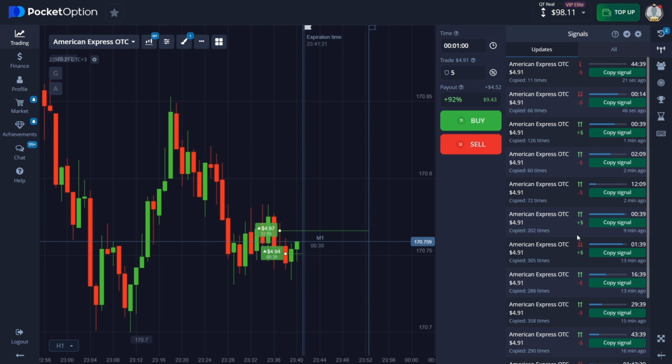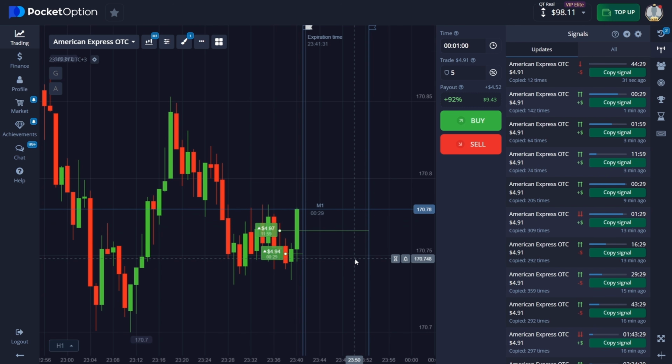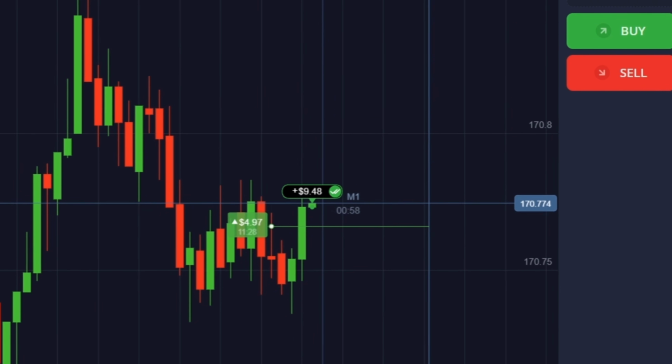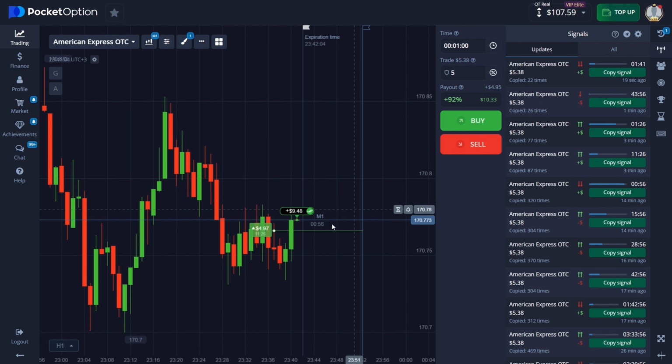Only 40 seconds left and the trade is in our favor right now. As you can see, the number of times for the trade we already took has increased to 183. Only a few seconds left and we won another trade. Now my balance has increased to $107. We have almost gained a 7.5% ROI.